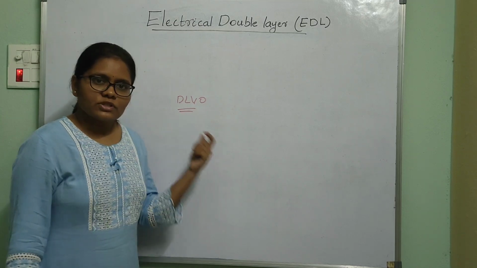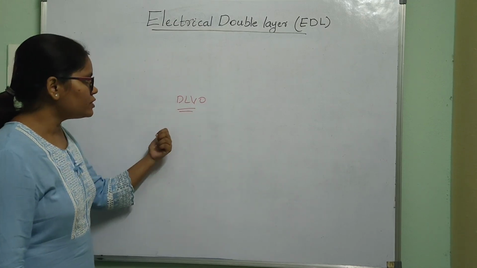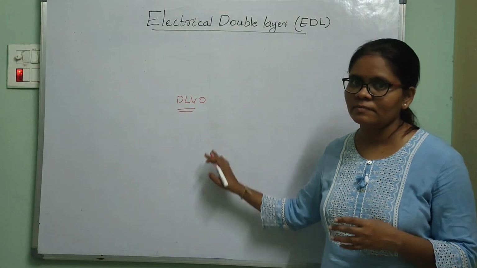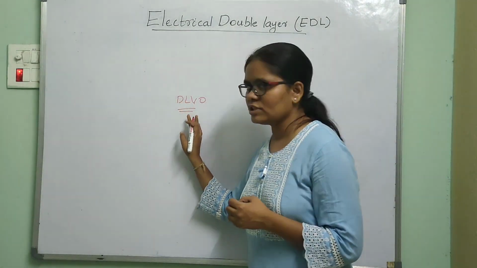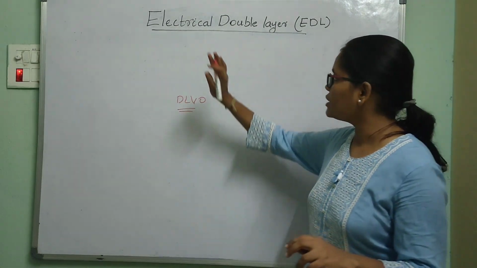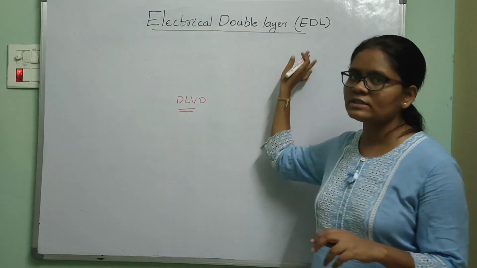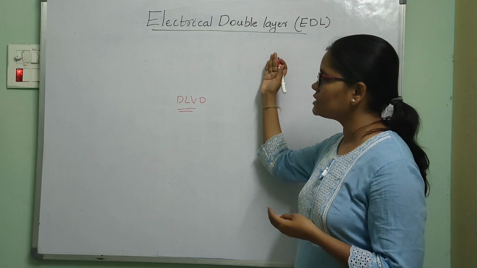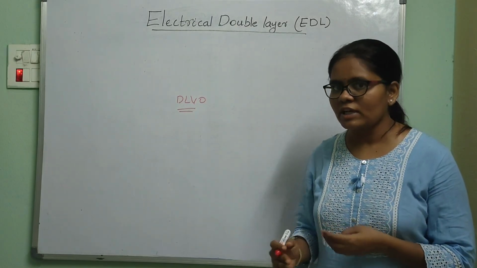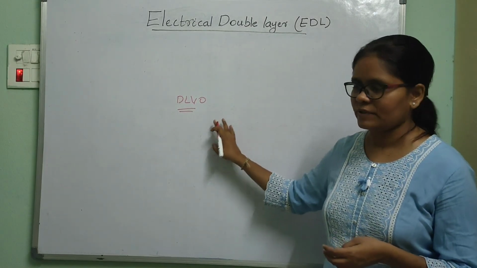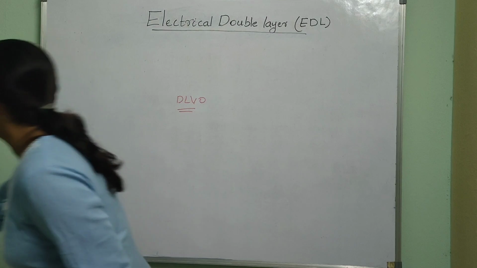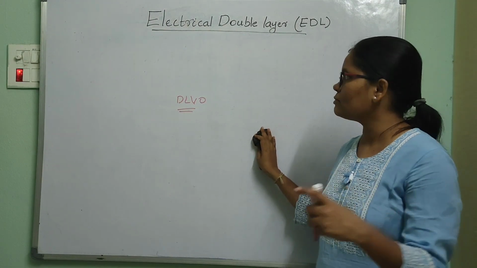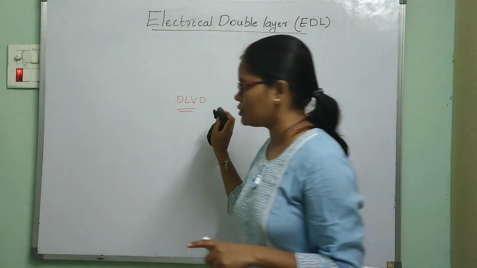So the question was pretty much straightforward. If you know this theory, it will take only half a second for you to answer the question. But to know this DLVO theory, you need to have a prior knowledge of what is electrical double layer. So in this class, we shall try to understand electrical double layer, and in the upcoming class, we will discuss DLVO theory. Okay. And this electrical double layer itself is very important for CSIR NET. So questions can be asked from this topic also. Okay.